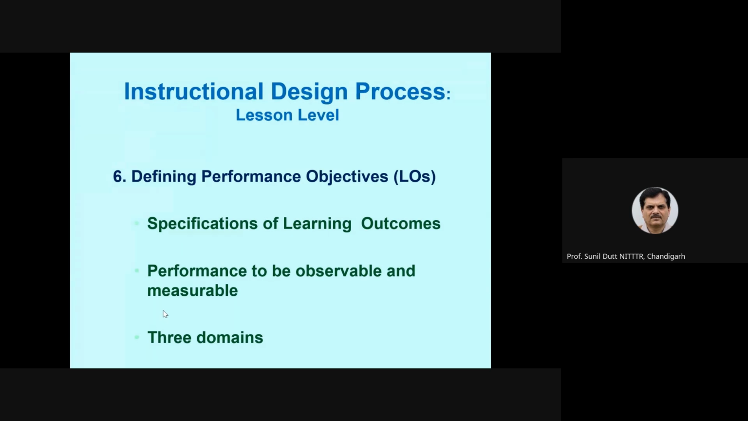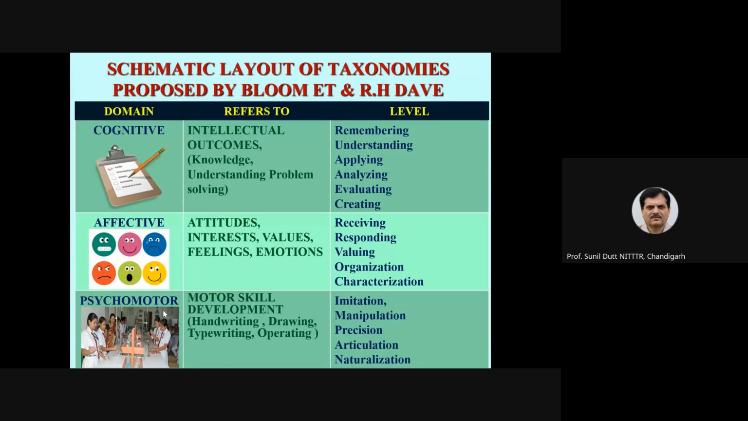Now there are three domains. Cognitive domain refers to intellectual outcomes, which include knowledge, understanding, that is remembering, understanding, applying, analyzing, evaluating, and creating. These are the 6 levels. And this is measured by paper and pencil test.